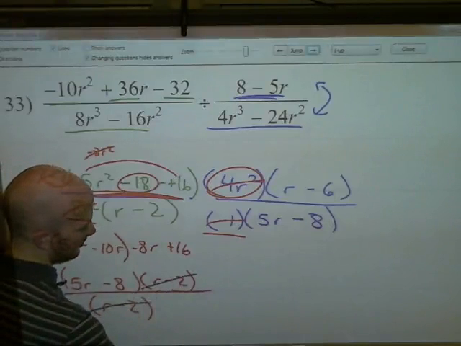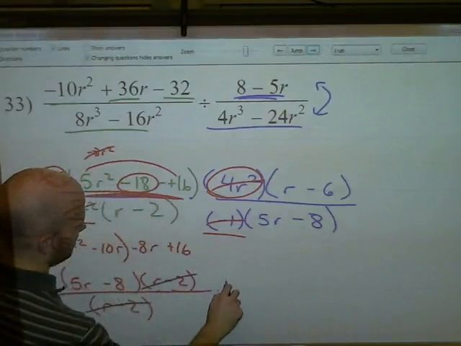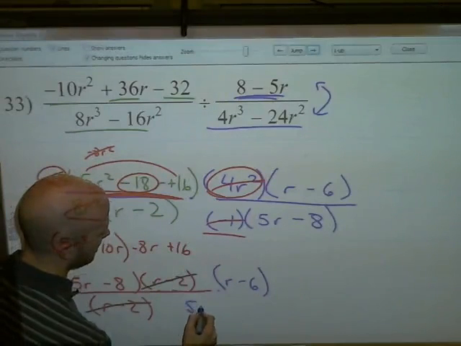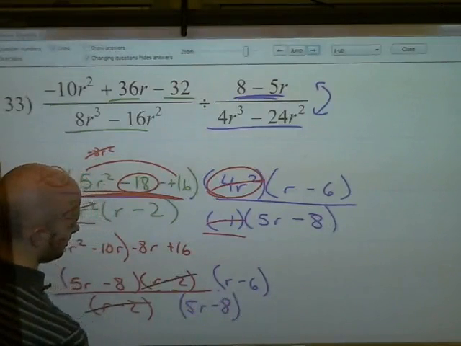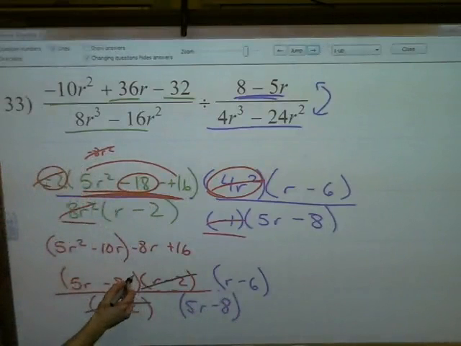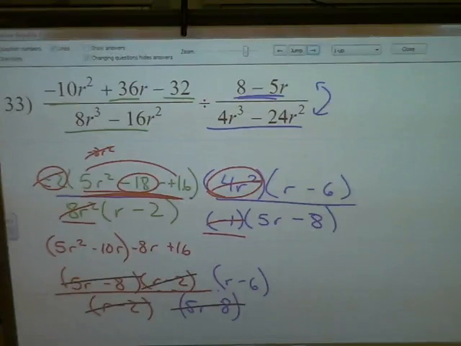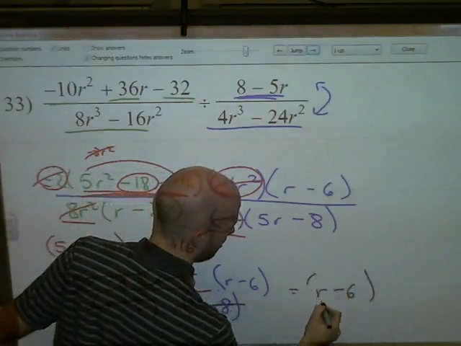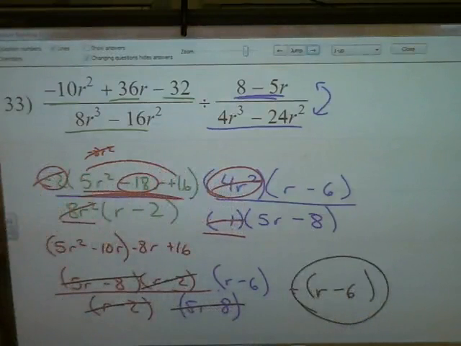And then we have the second fraction stuff, and that is the r minus 6, which doesn't cancel with anything yet. And then the 5r minus 8, which will cancel with the 5r minus 8 from the first fraction. So all of this stuff that we had happen with the division and everything will end up canceling except for the r minus 6. And that is the final answer to this problem.